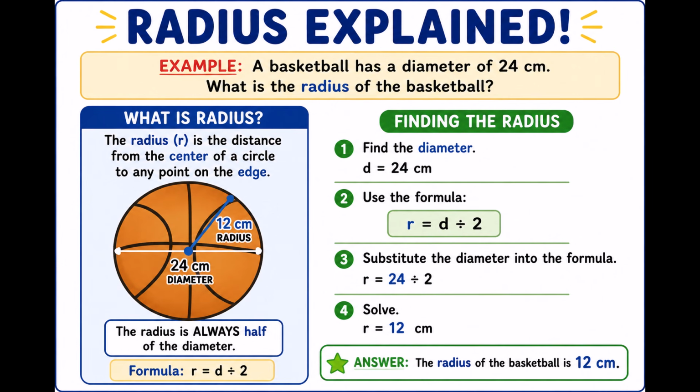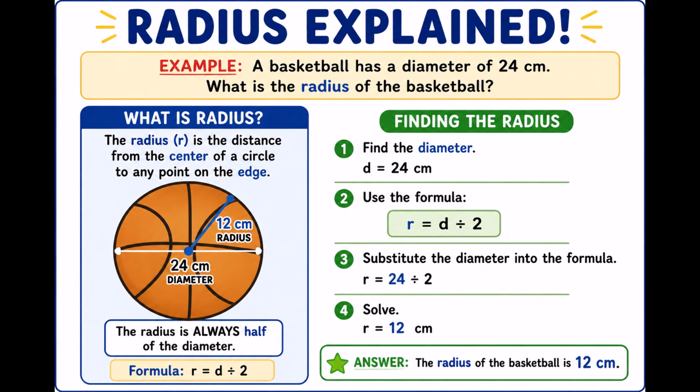So if you have the radius, but you don't have the diameter, you will always understand that because the radius is half, the diameter is going to be 2 times that amount. So if the radius was 6, the diameter would have been 12. If the radius was 2, the diameter would be 4. If the radius was 50, the diameter would be 100.